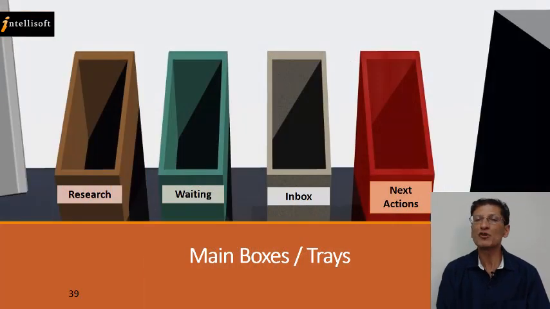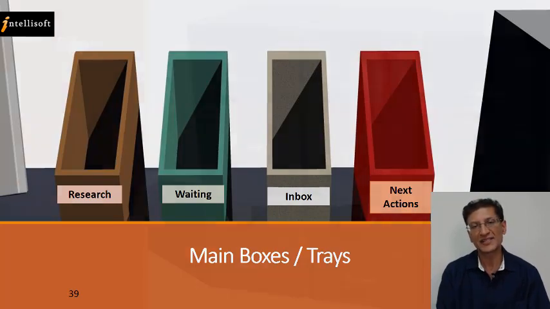So all we need is 4 simple folders, one for research, one for waiting for items, one for the inbox and one for next actions. That's all. These can be email boxes, these could be folders, these could be set up as separate offline folders as well. So you can actually create 4 such folders. You already have an inbox in your mail. All you need to do is to create 3 more subfolders: research, waiting and next actions.